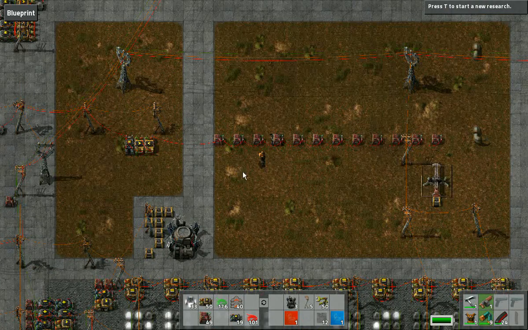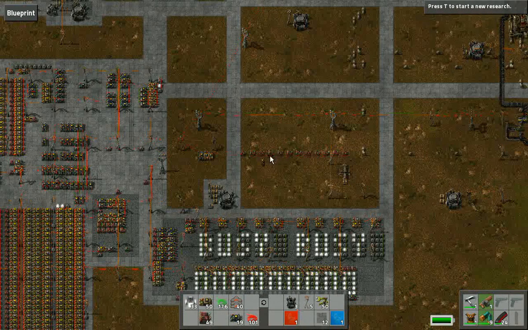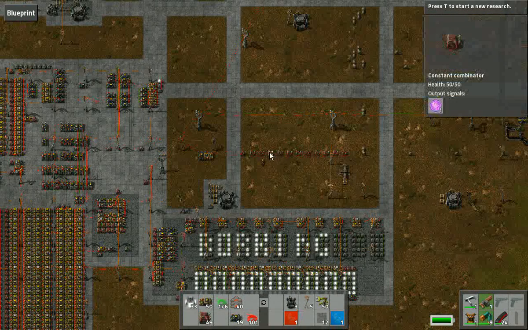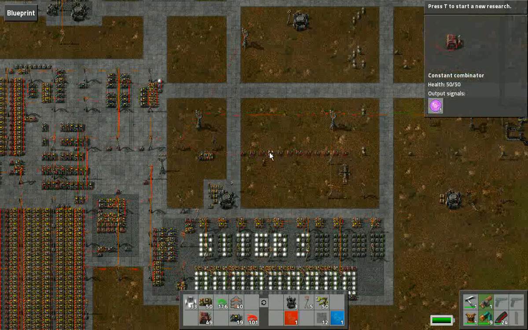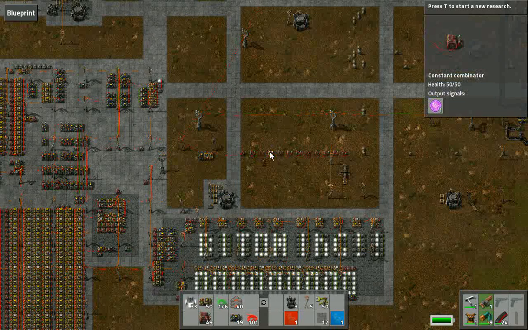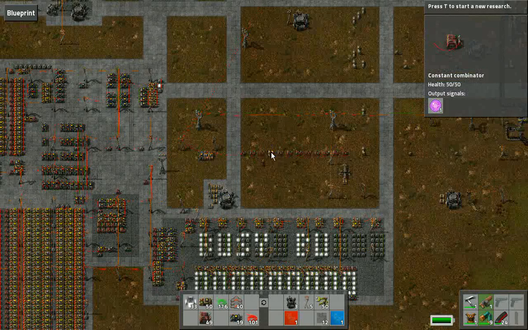Okay, now what happens if a biter comes along and decides to eat one of these combinators? Well, I'll demonstrate by shooting it. Okay, here we go. Boom. As you can see, the current program was interrupted. A new program that said biters incoming was executed. I'll do it again because it's fun.